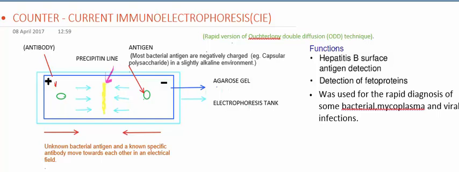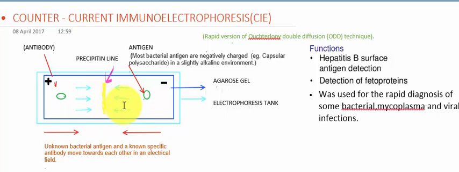So you can say it is a rapid version of double immunodiffusion. We have already discussed double immunodiffusion, where the antigen and antibody diffuse towards each other. That's why the name is double diffusion, as the antigen and antibody both have the ability to diffuse towards each other and form a precipitin line. So let's discuss the counter current immunoelectrophoresis.